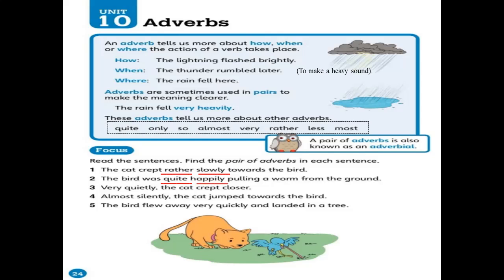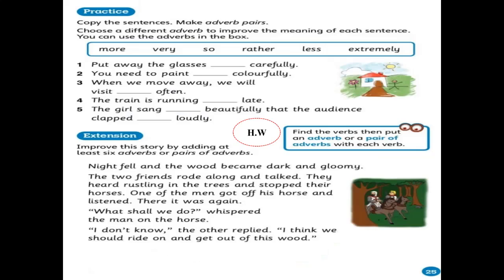Very quietly, the cat crept closer. How? Very quietly. Almost silently, the cat jumped towards the bird. Almost silently. The bird flew away very quickly and landed in a tree. How? Very quickly. Next page.